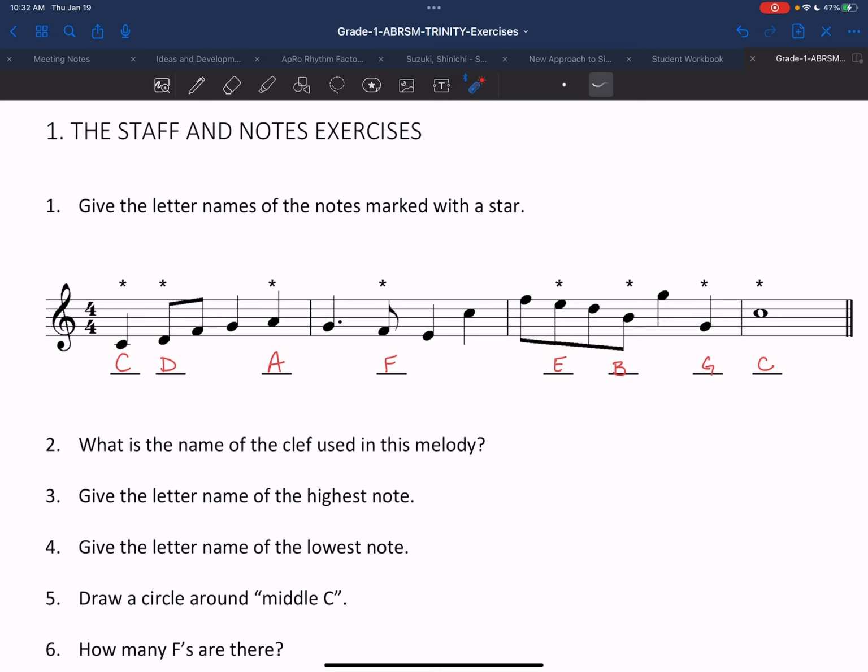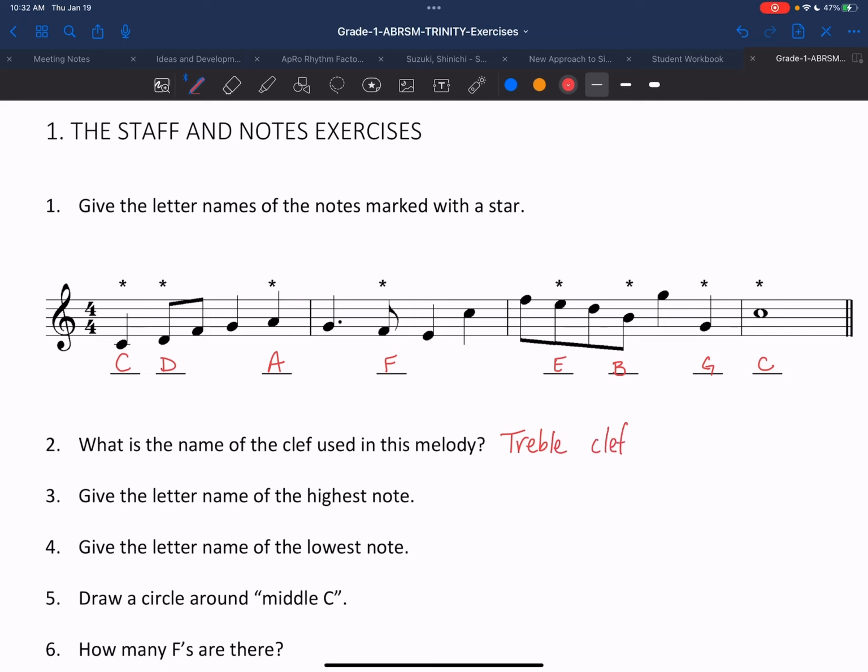Next one, it says, what is the name of the clef used in this melody? Since we can see the treble clef at the beginning, that means that we have the treble clef. T-R-E-B-L-E.